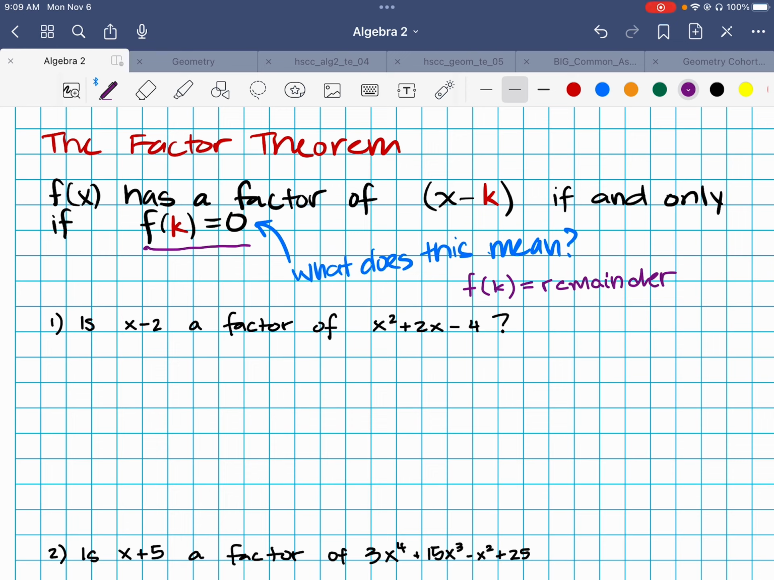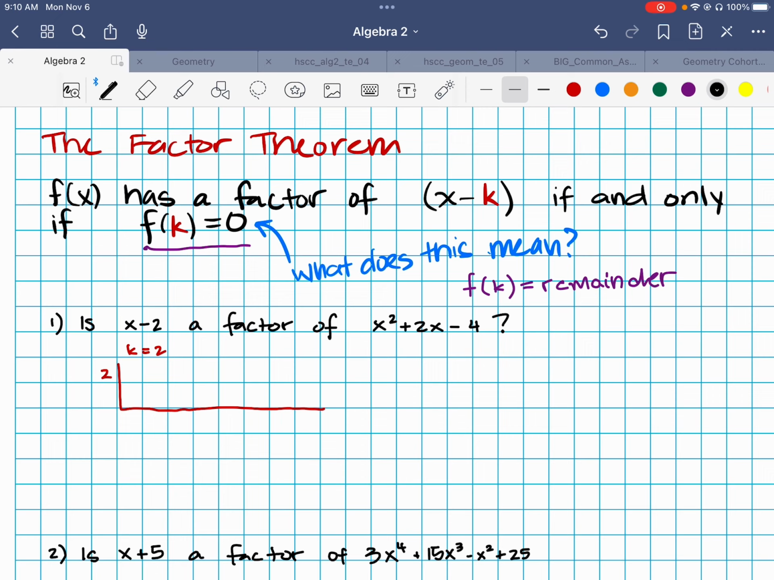So let's take a look at our first example. Is x minus 2 a factor of x squared plus 2x minus 4? We start off by saying our k value is 2. Now we're just going to do synthetic division. Remember, the remainder theorem states that f of k equals the remainder. So all we have to do is find the remainder.